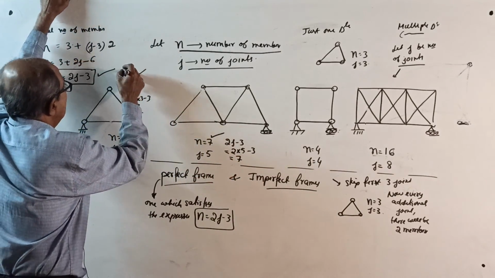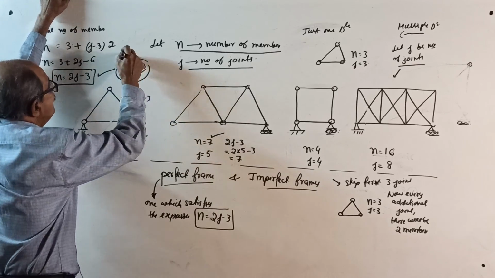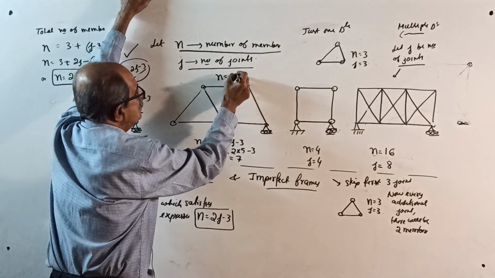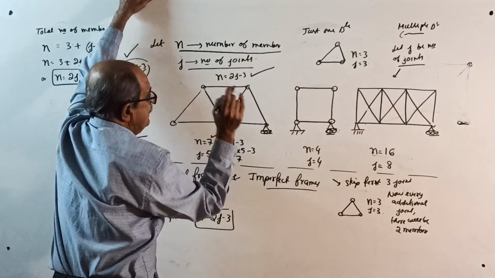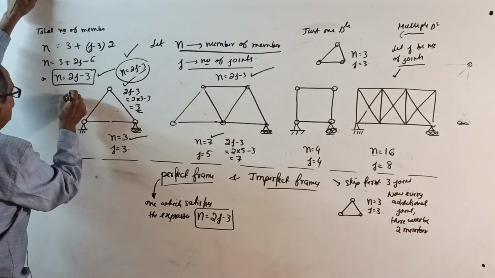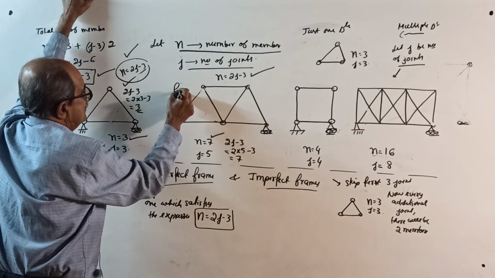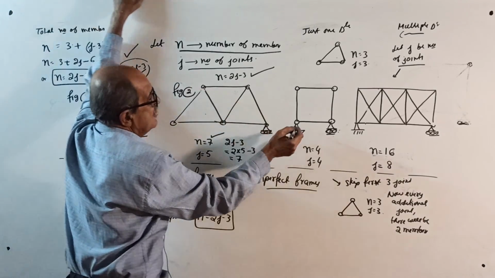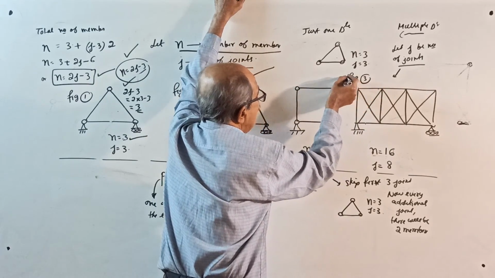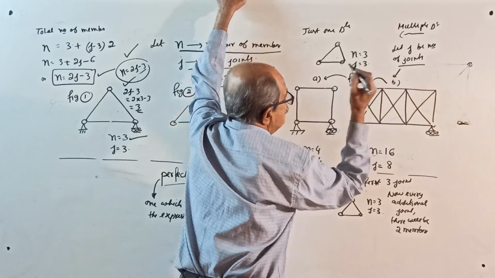So here, n equal to 2j minus 3 is satisfied. Here also, n equal to 2j minus 3 is satisfied. Therefore, these frames are perfect frames. See, I will put here figure 1, figure 2, then figure 3. For figure 3, I will put figure 3a, figure 3b to understand.